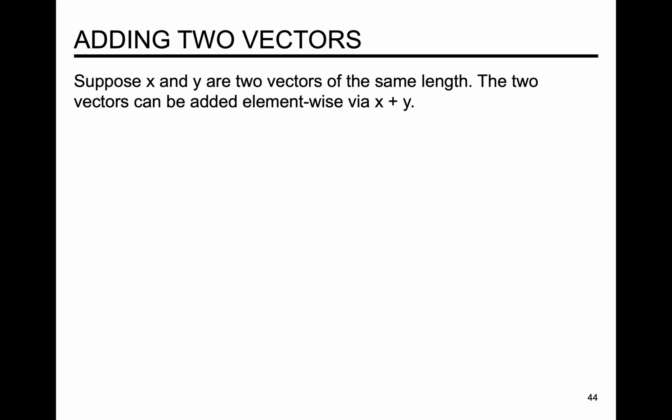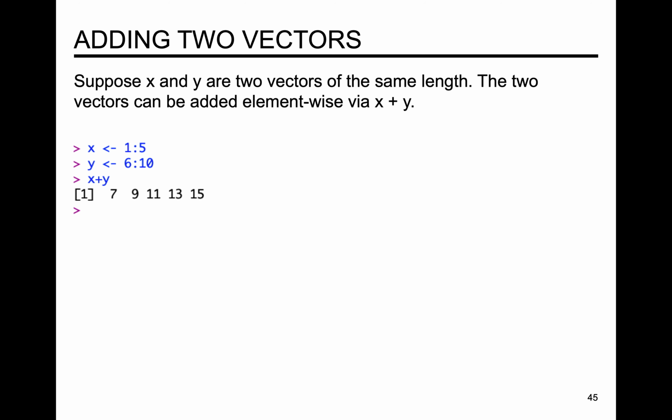Suppose x and y are two vectors of the same length. The two vectors can be added element-wise by typing x plus y in the R console. Let's look at an example. So first I create a vector x containing elements 1, 2, 3, 4, 5. Then I create a vector y containing elements 6, 7, 8, 9, 10. Then I type x plus y.